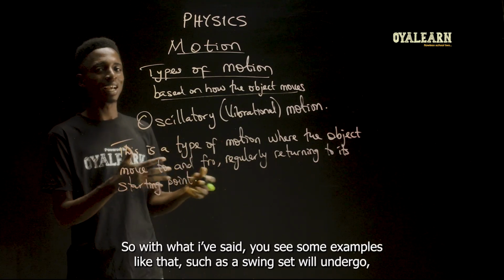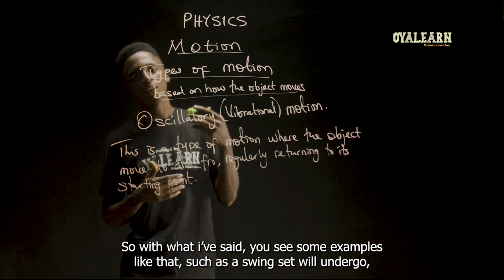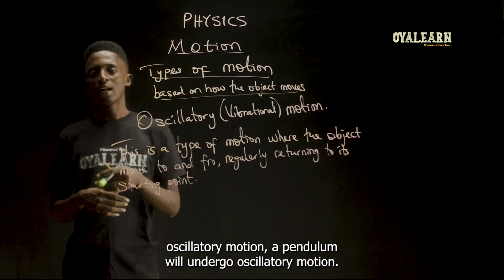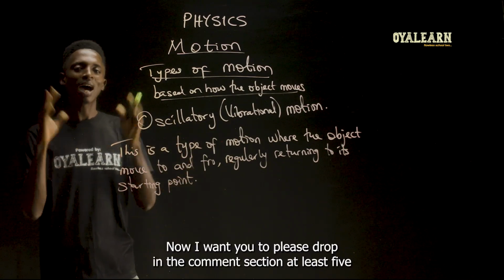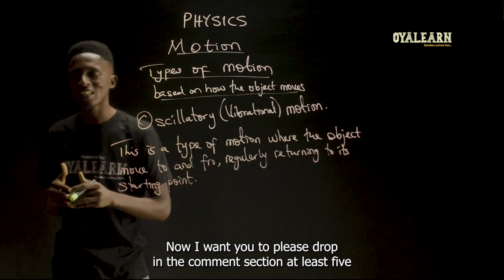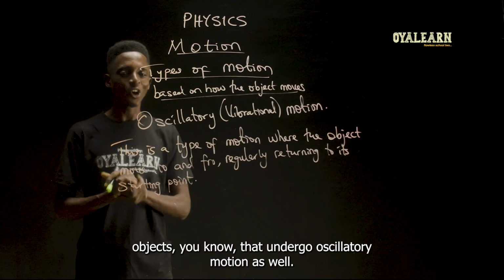So with what I've said, you've seen some examples like that, such as a swing set will undergo oscillatory motion. A pendulum will undergo oscillatory motion. Now, I want you to please drop in the comment section at least 5 objects you know that undergo oscillatory motion as well.